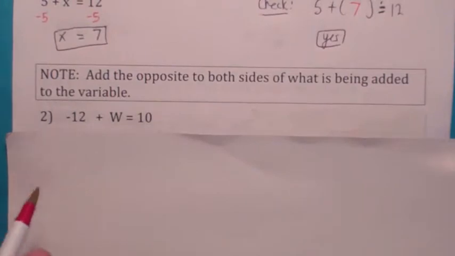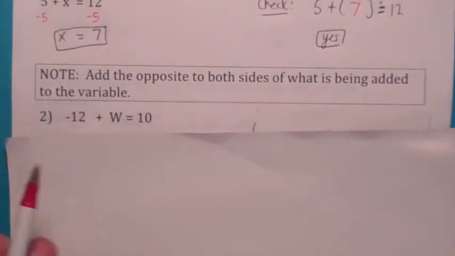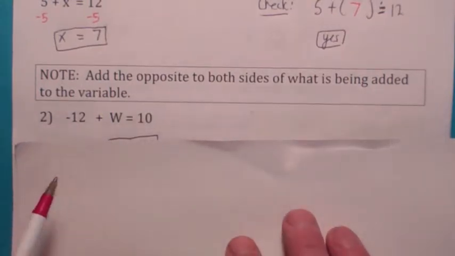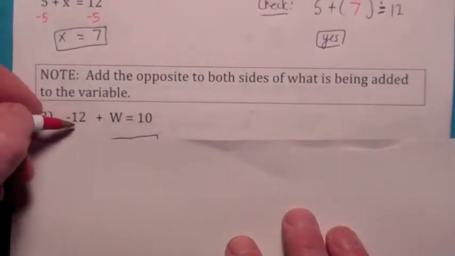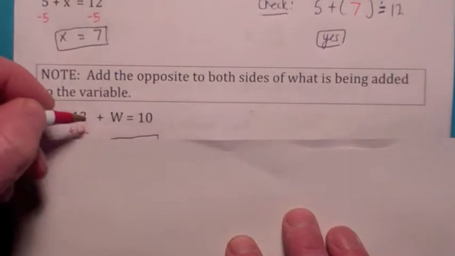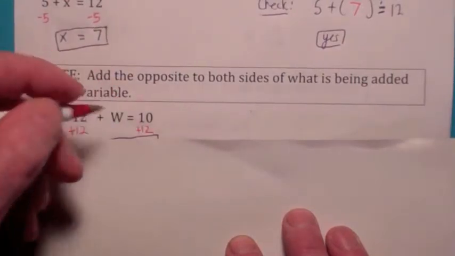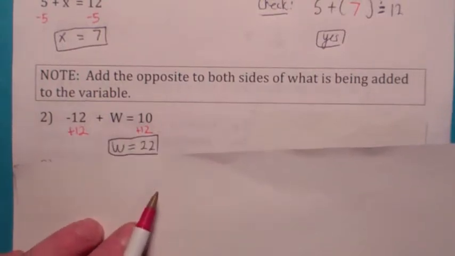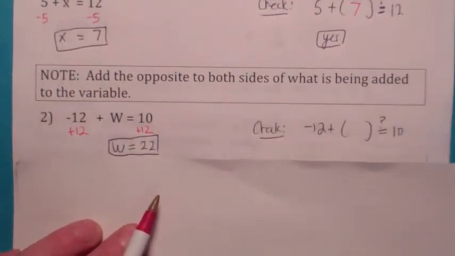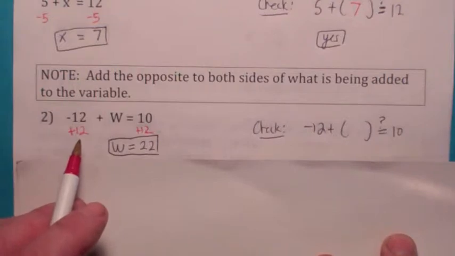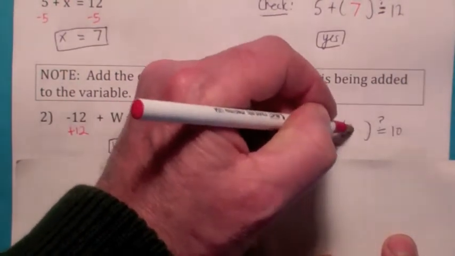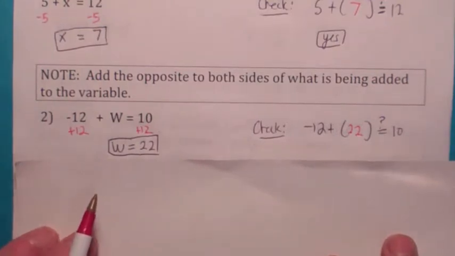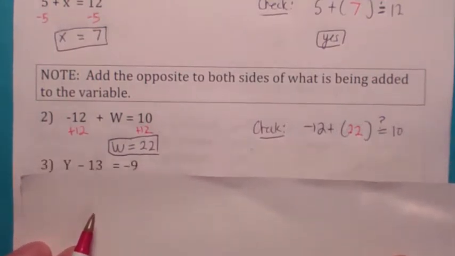You see on this next one how negative 12 is being added? So what that rule says is if you want to solve the equation, you just add the opposite of whatever is being added. If negative 12 is being added, you add positive 12 to both sides. Again, think of the equation like a balance. So on the left side you just have w, and on the right side you have 22. Again, you can check if you go back to the original equation and you plug that number 22 in for w, is it true that negative 12 plus 22 equals 10? Yeah. So that's a nice little technique.